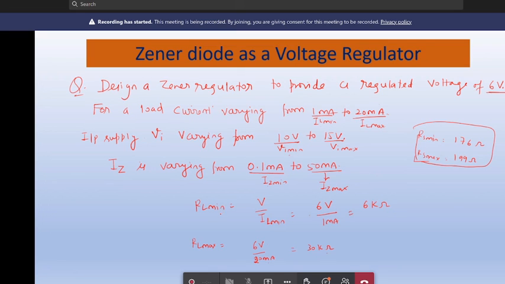Sir, the regulated voltage is given, that is VO. So VO is given, right? So you will calculate RL min and RL max. Now, what else is required? You have to calculate RS. How will you calculate RS? You have to first find out the value of IS. How will you find IS? You know IZ, you know IL, so you can calculate IS max and IS min. Once you calculate IS max and IS min, you know VI max and VI min, so you will calculate RS max and RS min. Okay, you will calculate this.